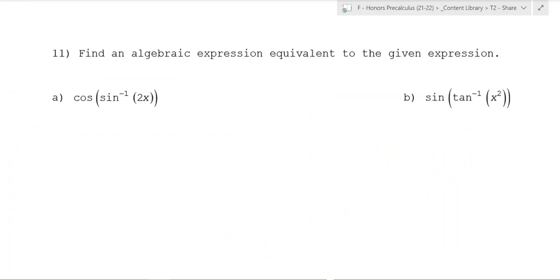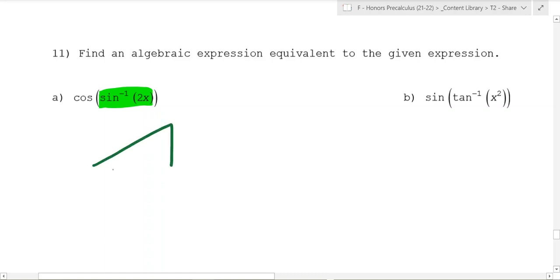The last part here is algebraic expressions. So what does this mean if we wanted to evaluate this? Well, sine inverse of 2x means the sine of what is 2x. So if you have a triangle, remember that sine is opposite over hypotenuse. For this angle theta, the opposite over hypotenuse is 2x, so you can write that as 2x over 1. So the opposite side is 2x, and the hypotenuse would therefore be 1.